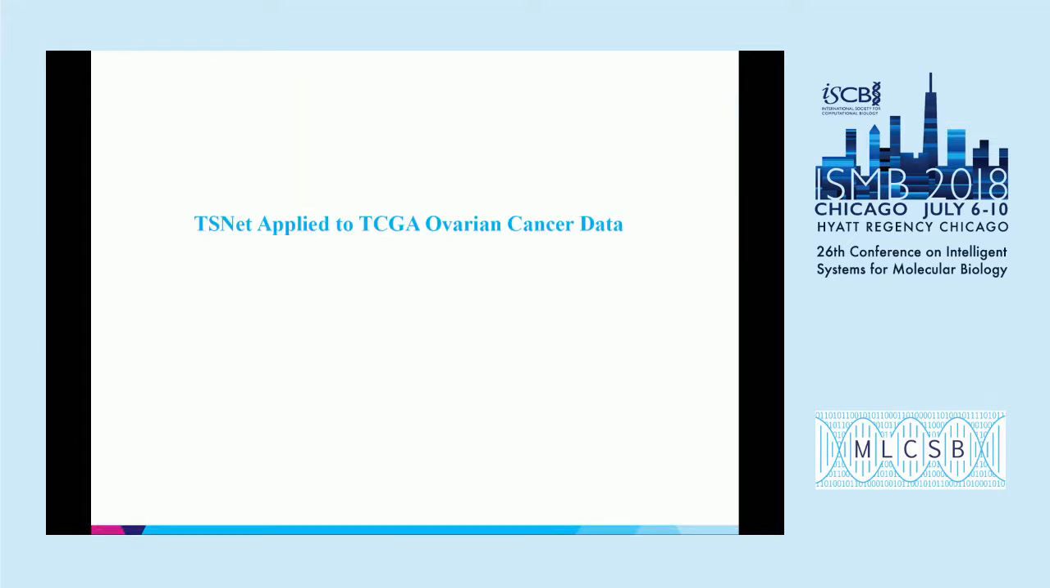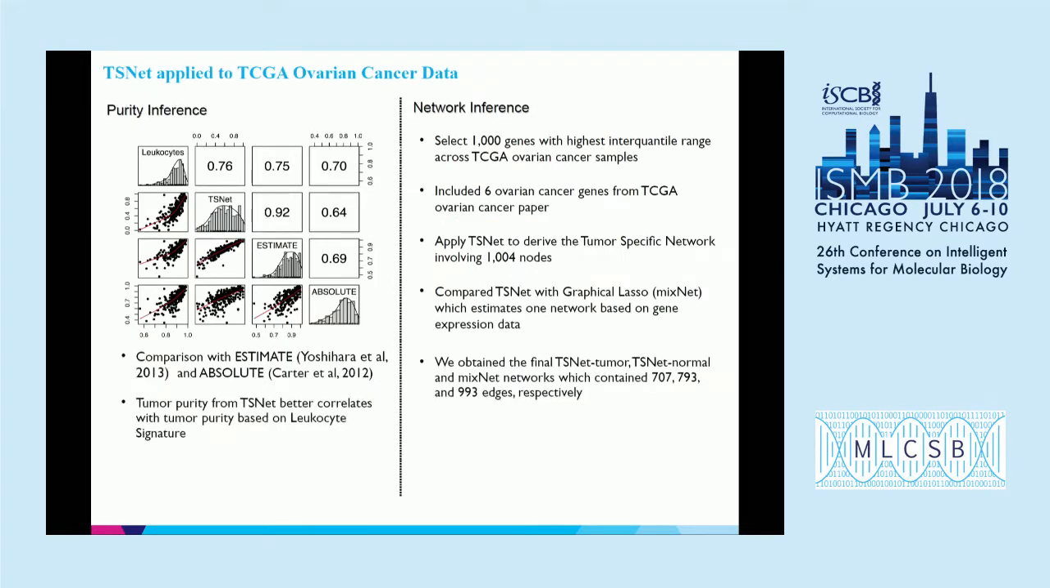And then we applied our method to TCGA ovarian cancer data. This is the purity estimation. We compared our tumor purity estimates with the ones from ESTIMATE and ABSOLUTE. ESTIMATE is this nice algorithm that infers tumor purity from RNA-seq data. And ABSOLUTE is this well-known algorithm for the estimation of tumor purity from CNV.